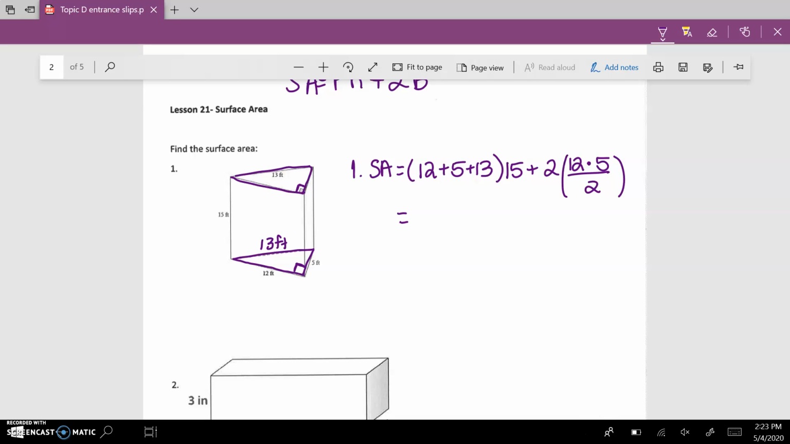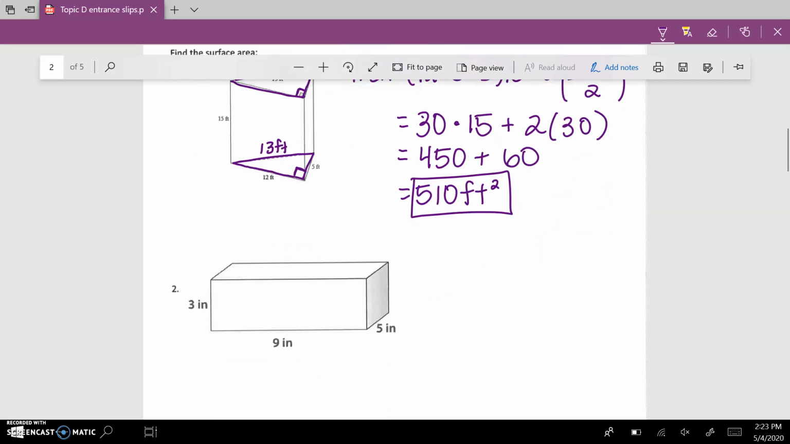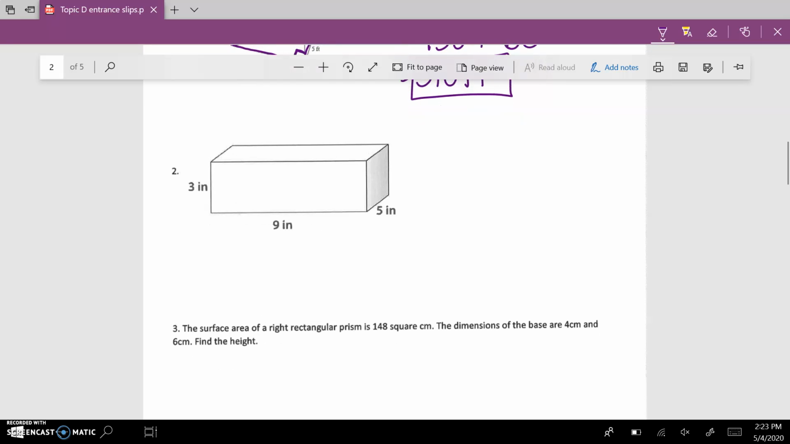So moving on, remember to do the parentheses first. So I'd end up with 30 times 15 plus 2 times 30 over here. So I'd get 450 plus 60, which would give us 510 square feet. Since we're talking about area, it would just be squared. All right, number 2 here.